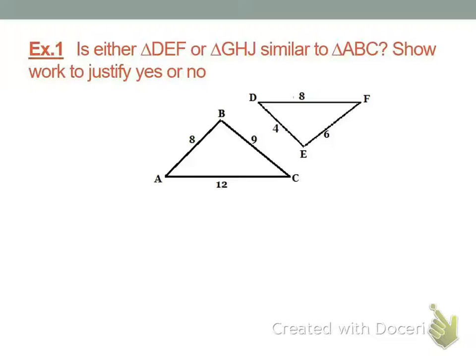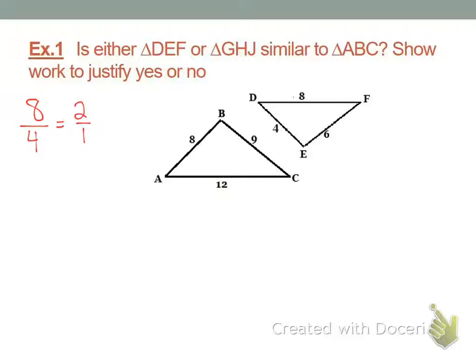Meaning from triangle ABC, what side would I start with? 8. If that's the smallest side of ABC, I better compare that to the smallest side of DEF, which would be 4. That simplifies to be 2 over 1. Remember, these are still ratios. They should still have 2 numbers.